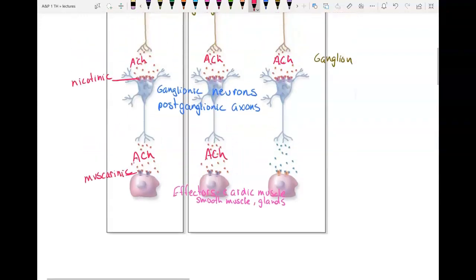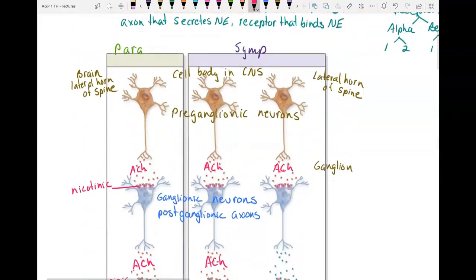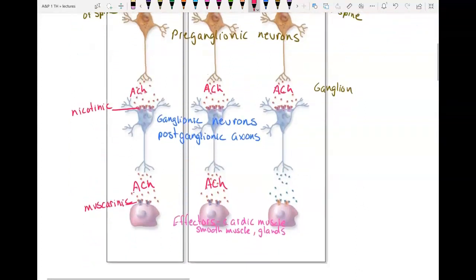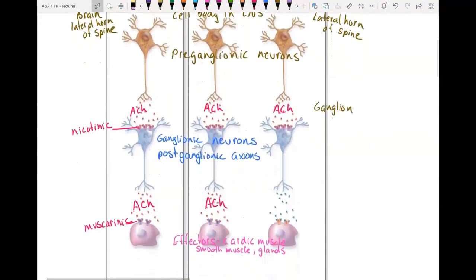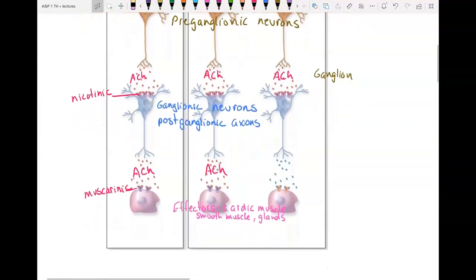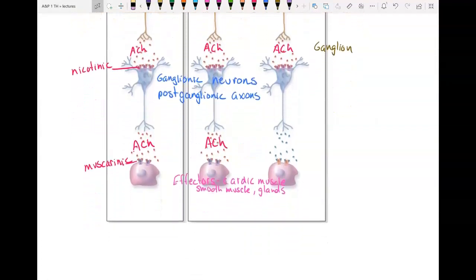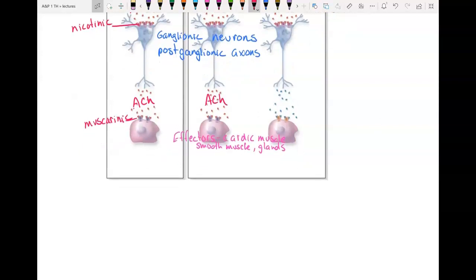So you can see that for parasympathetic, it only uses acetylcholine. Parasympathetic is completely acetylcholine. It uses nicotinic receptors between the two neurons and muscarinic receptors on the effectors. So this would be all parasympathetic effectors. Anything that responds to parasympathetic is going to do so with muscarinic receptors.